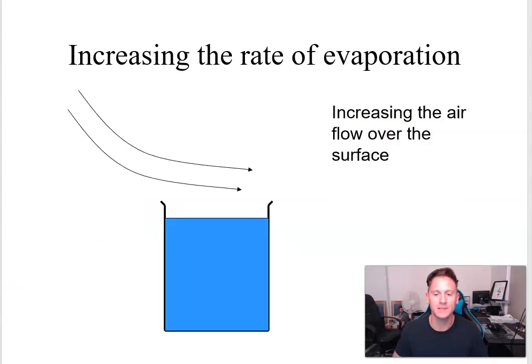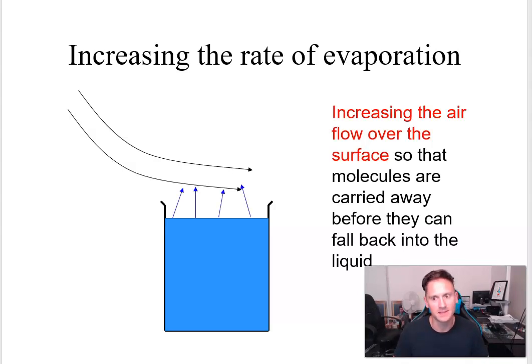If we increase the airflow over the surface, that can also increase evaporation. That's why our bodies are designed to sweat when we exercise, because when the air flows over your body, the sweat evaporates and that produces a cooling effect. So that's designed to obviously cool us down.